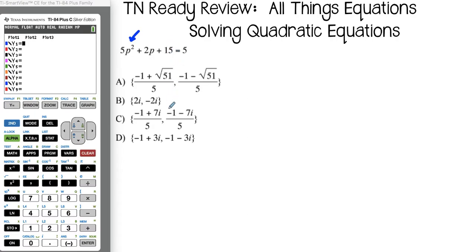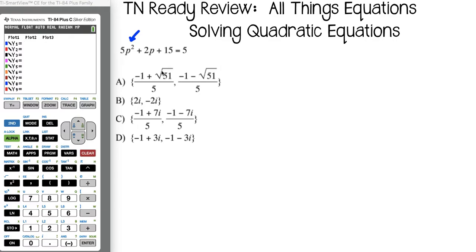If I look at all my possible answer choices, I see that they either contain radicals or they contain i. So that tells me that the quadratic formula is something that I'm going to have to use for this problem. I also know that in order to use the quadratic formula, I have to have it in standard form. And standard form means that it is in order by degree. So to the second, to the first, and then no p at all.